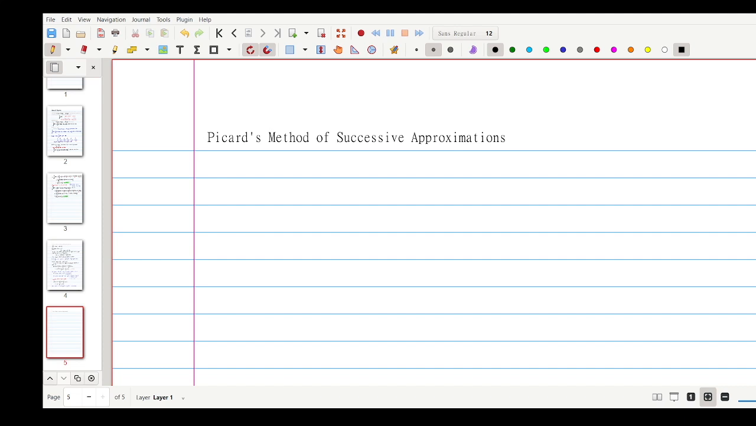Welcome to this lecture of numerical analysis. In this lecture, we will study the Picard's method of successive approximations to solutions of an initial value problem.